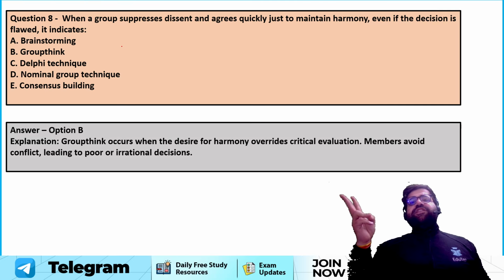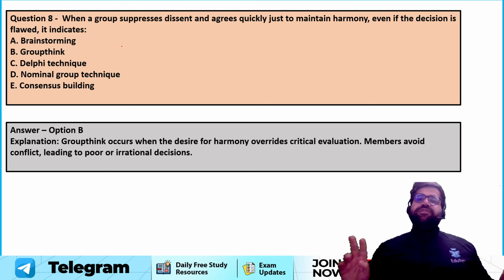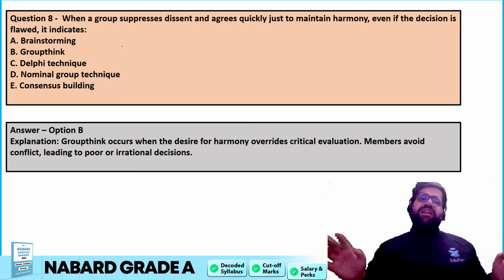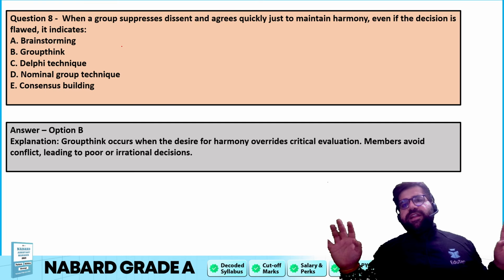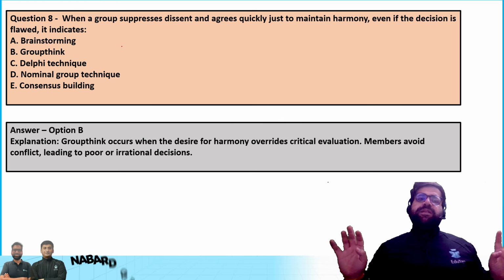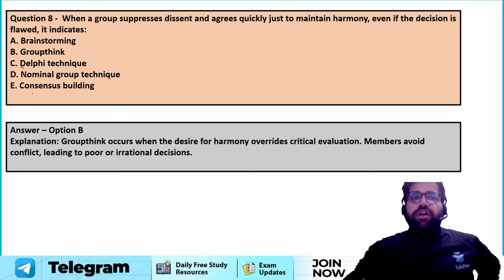Groupthink and satisficing both are negative aspects related to group decision making. In both groupthink and satisficing, you are not accepting a good quality decision, rather you are just accepting any quality, like a low quality decision, so that the group decision making process can be completed. Delphi? No. Nominal group technique, these are indeed very good ways to make a decision. Consensus building? No. Right? So the answer over here will be option number B.